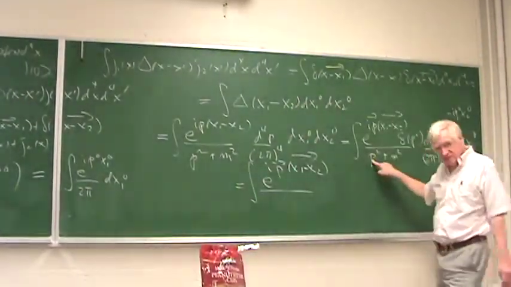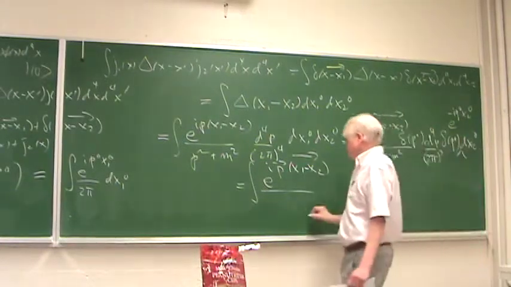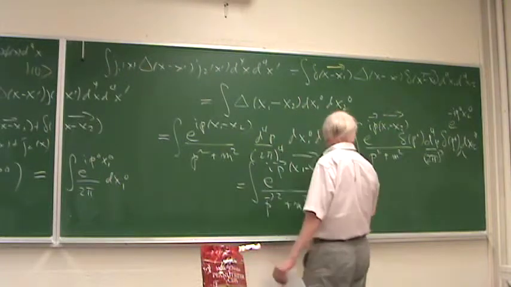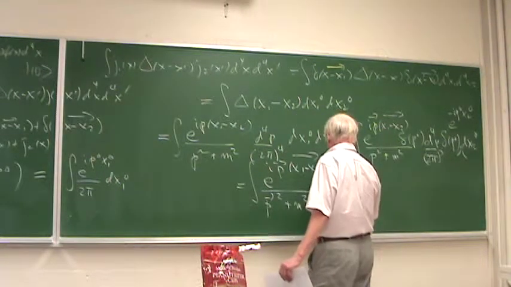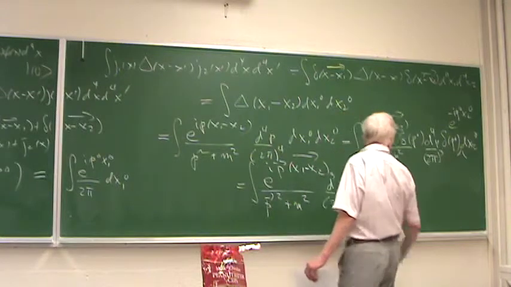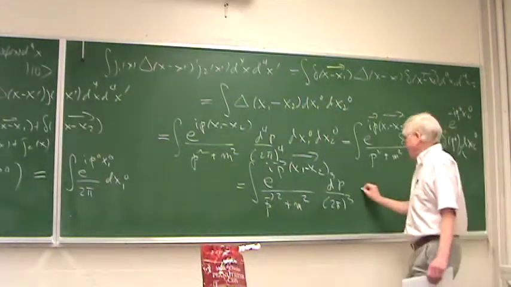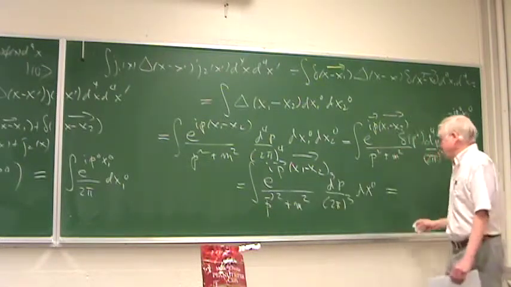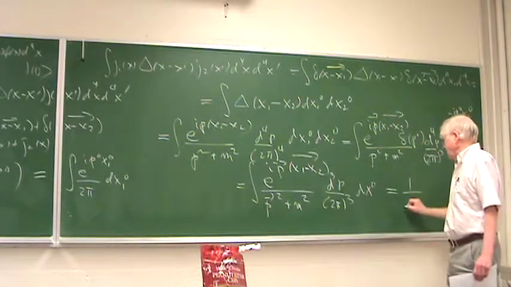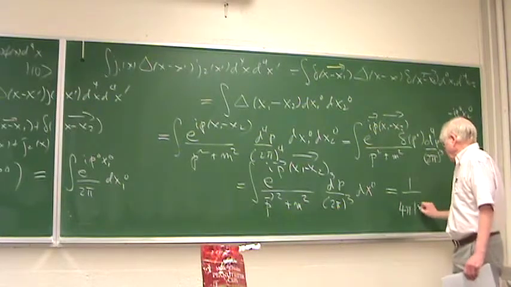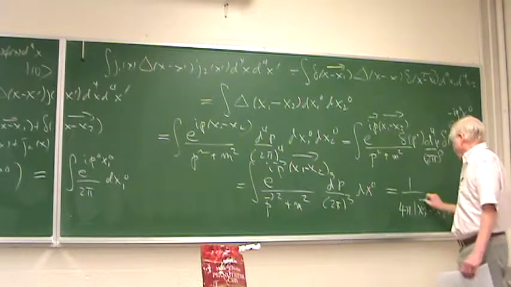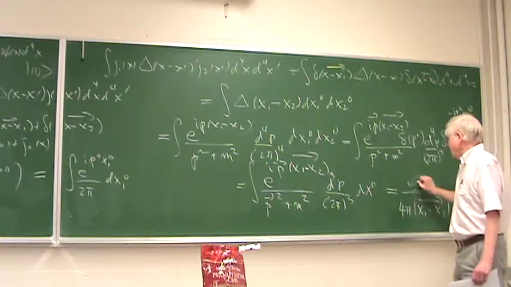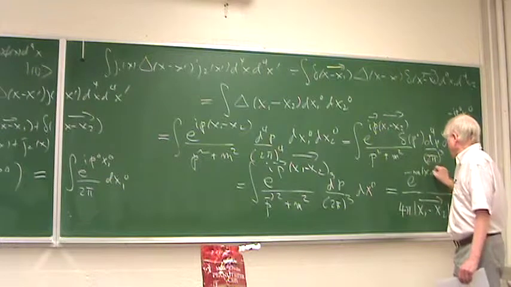This p squared only has momentum components now, so space components. We're left with d cubed p over 2 pi cubed. This has gone away, and now we have dx20. Okay. Well, this three-dimensional integral we did in class last time, and it's 1 over 4 pi |x1 minus x2| times e to the minus m |x1 minus x2|.